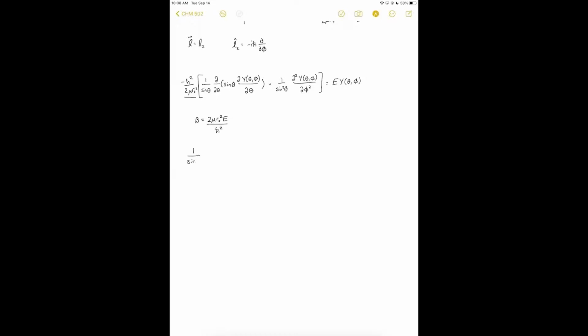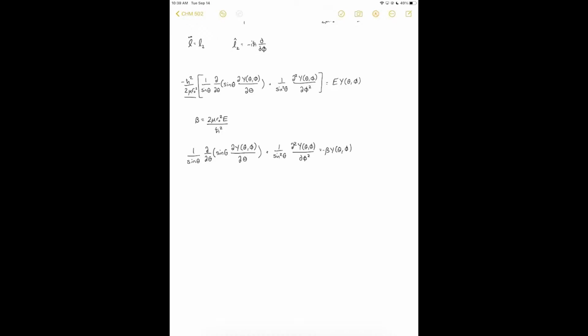We get 1 over sine theta times a partial derivative with respect to theta of sine theta times a partial derivative of our solution. Here we're using Y as our function, so our function of theta and phi, times another derivative with respect to theta, plus 1 over sine squared theta times 2 derivatives of Y, in this case with respect to phi. And that's equal to minus beta times Y of theta and phi.